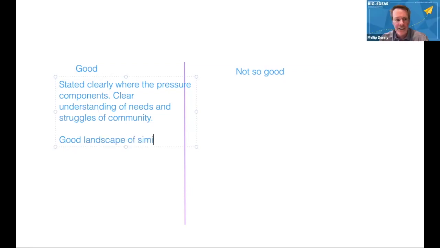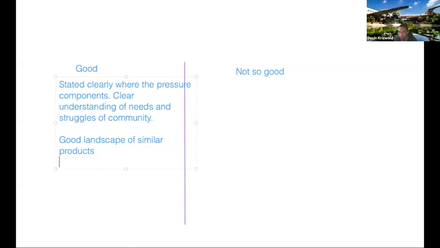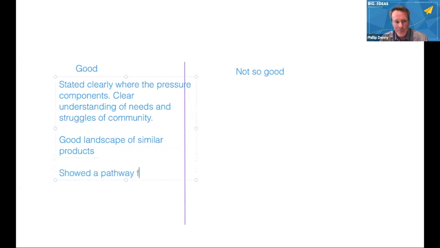Any other good things? They addressed initial use, and then other uses, like starting with autistic kids and then scaling up to other disabilities or stroke victims and things like that. They showed a pathway for how they were going to build this and where they were going to start and where they wanted to get to. I think that's really important.